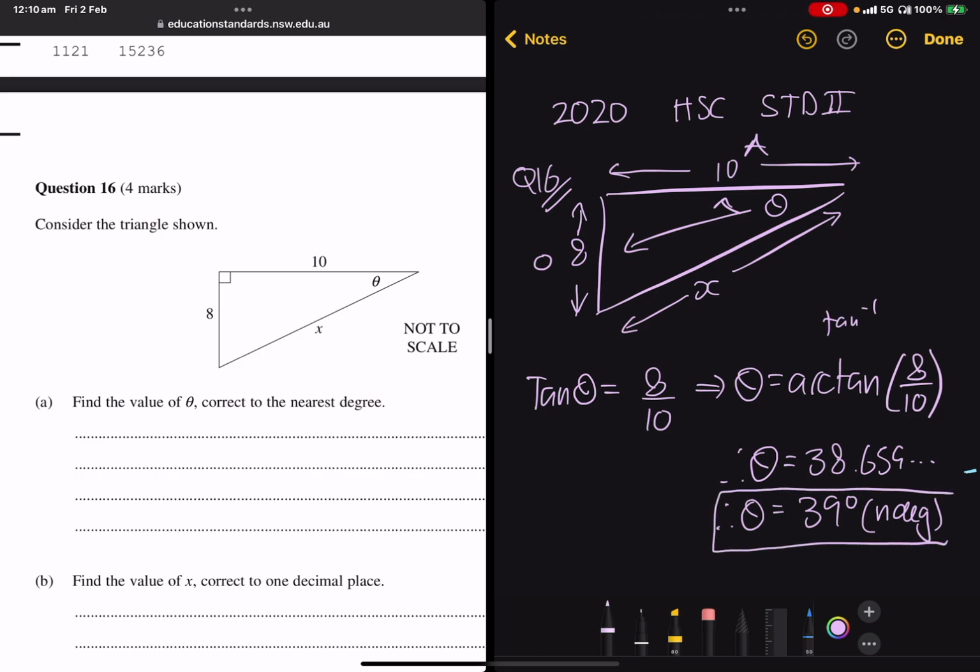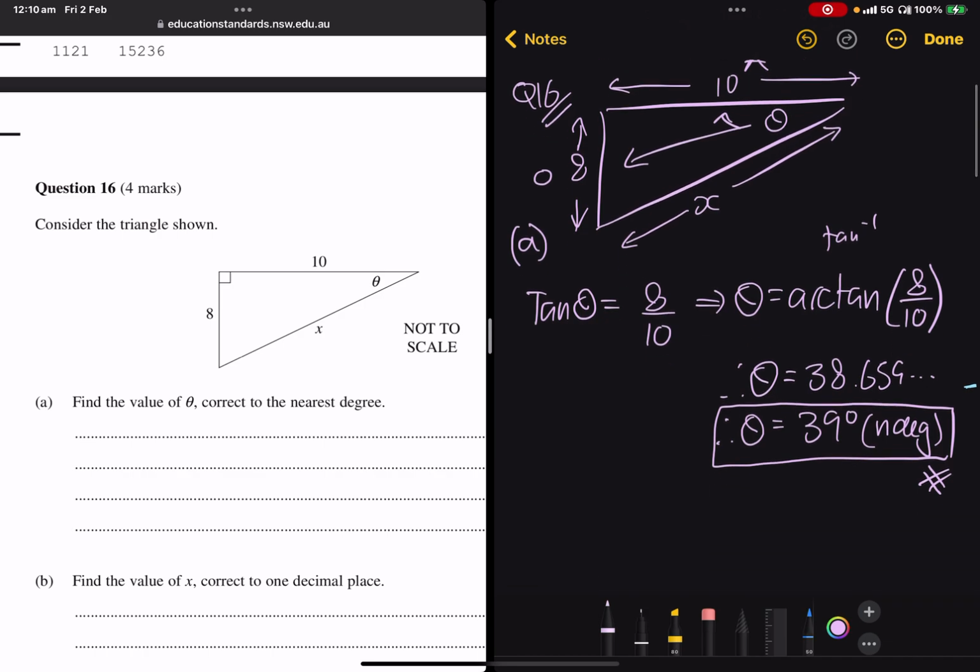It's very important if they tell you to round in a particular way that you follow that rule, because if you don't follow the rule, if you don't round, you're not going to get the answer mark. The answer marks are quite strict. They need that to the nearest degree.